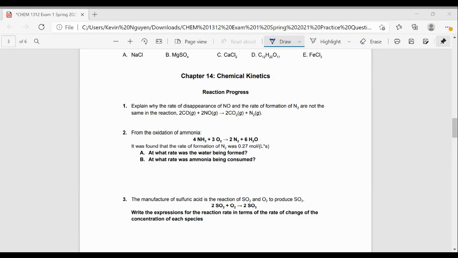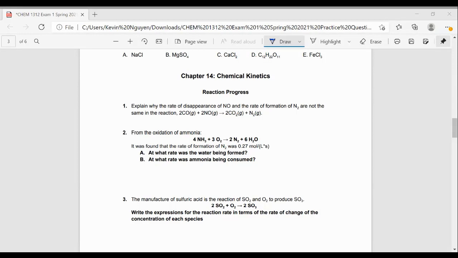All right. Okay, so moving on to number 2. Yes, so NO, nitric oxide, will disappear twice as fast as N2 because it has the coefficient of 2, basically.